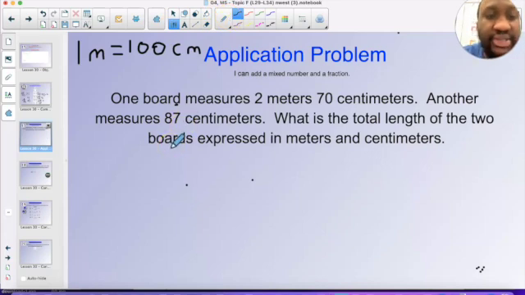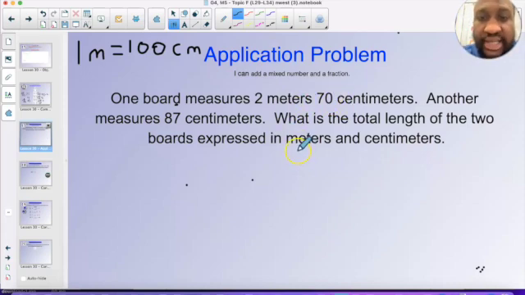All right. So it says one board measures 2 meters and 70 centimeters. Another measures 87 centimeters. What is the total length of the 2 boards expressed in meters and centimeters? So what we're trying to figure out is that we have these 2 boards, right? We have one on this side, one on that side. We put them together. We're trying to figure out how much it measures all together. So all together means we need to add these together.